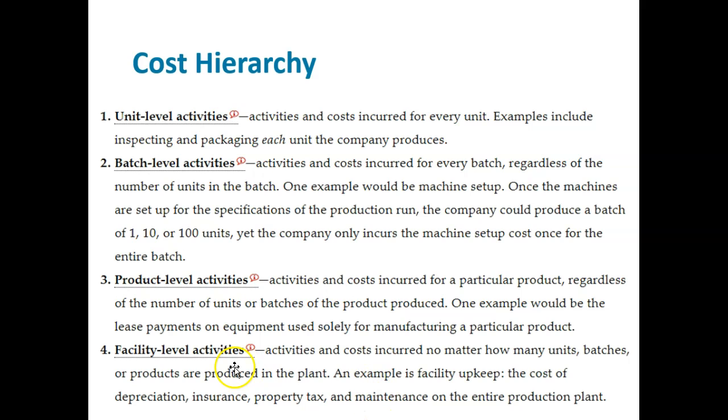Okay, and finally, facility level activities. That doesn't matter how many units, batches, or products are produced. So this would be facility upkeep. So depreciation, insurance, property tax, and maintenance on the entire plant. These aren't things that you can charge per unit. Okay, they're done for the whole thing.